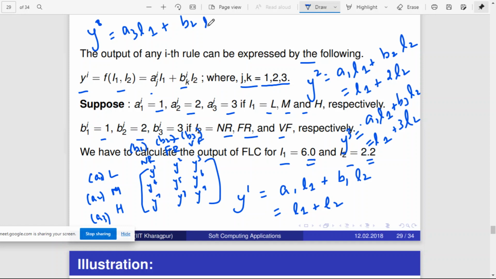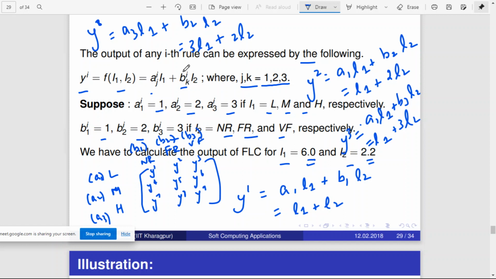2L2. Okay, this is how we form this. Now how this 1, 2, 3 comes means that is given. The designer of the model, based on his experience, fixed these values, right? Now in our case, this is the input. L1 is 6.0, L2 is 2.2. So these are the 9 rules totally.